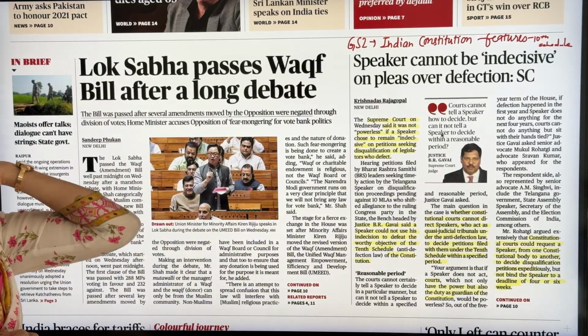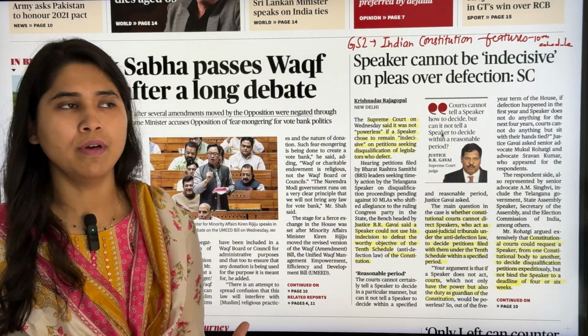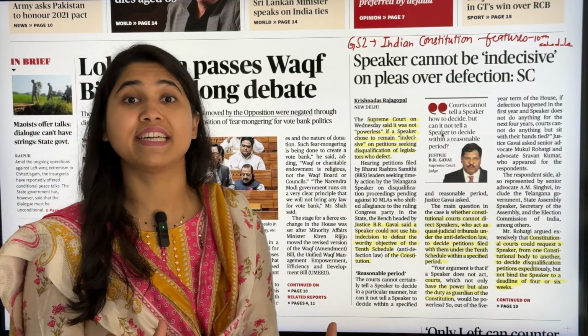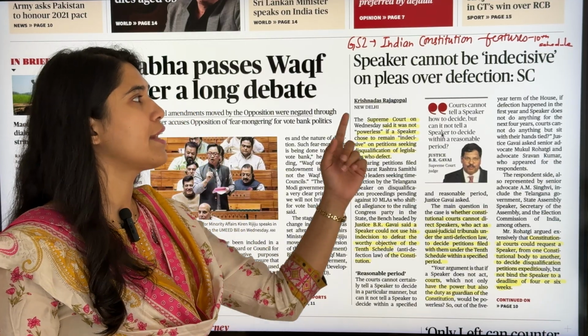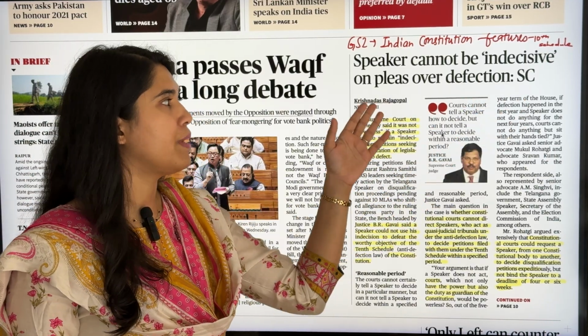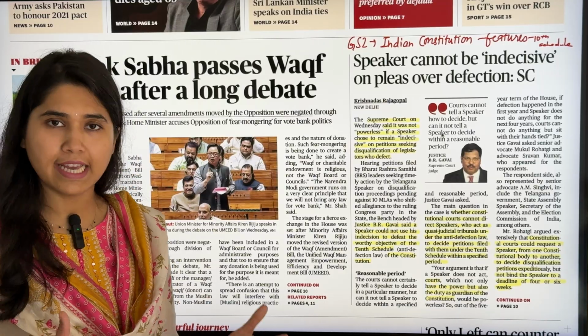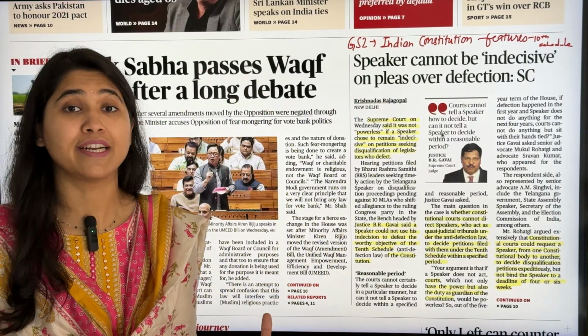One article where a conclusion has not come, but quite a direction that the Supreme Court is giving, is around anti-defection cases where the speaker has a quasi-judicial power, right? So the speaker cannot be indecisive on pleas over defection, says the Supreme Court. This comes under which part of the UPSC syllabus? GS paper 2, Indian Constitution, its features.